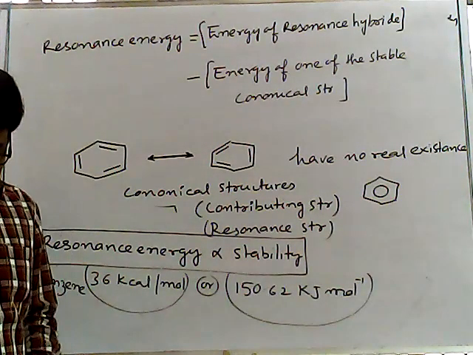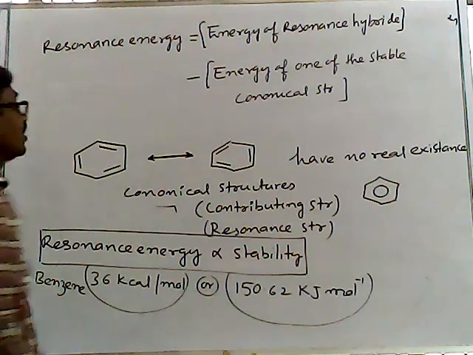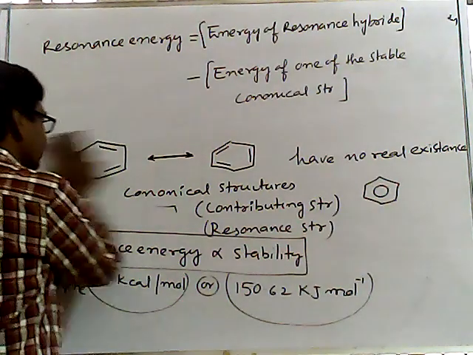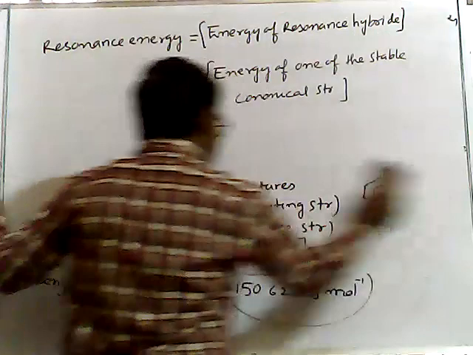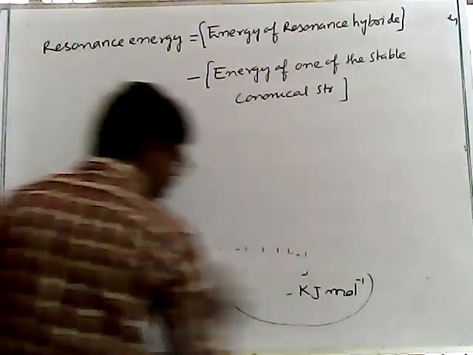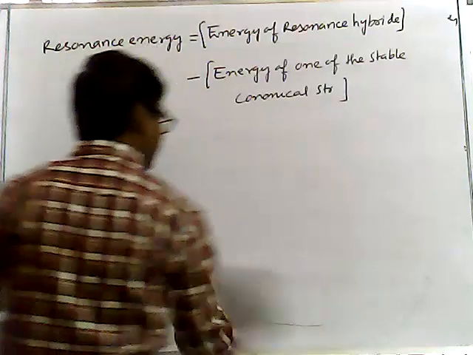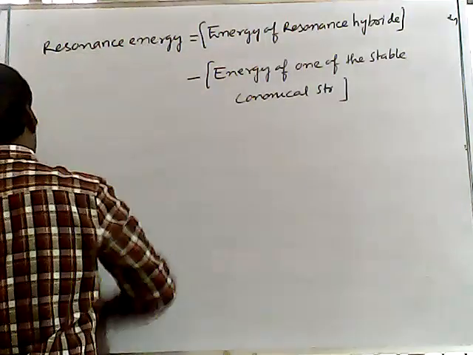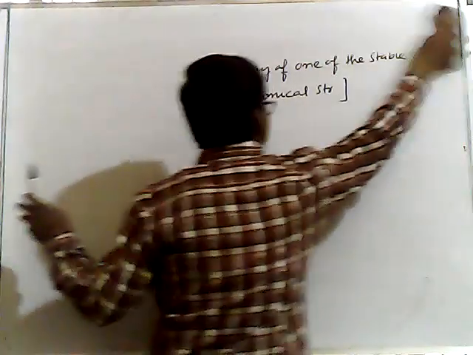This is about resonance. And here one more important thing is, if you write more than two structures, or three or four structures, for a given molecule, which structure is more stable? How can we decide which structure is more stable? See, for that we have some statements which we have to remember.